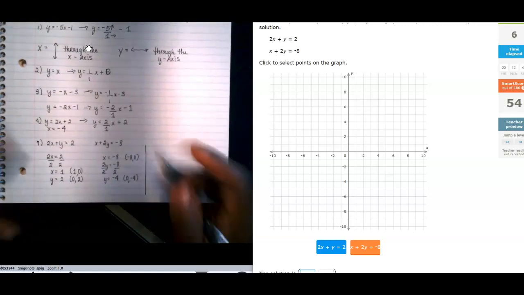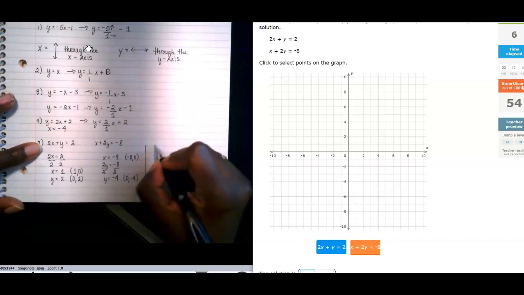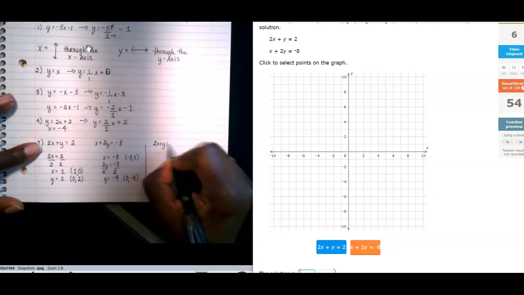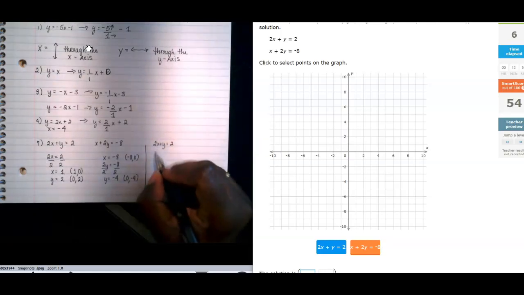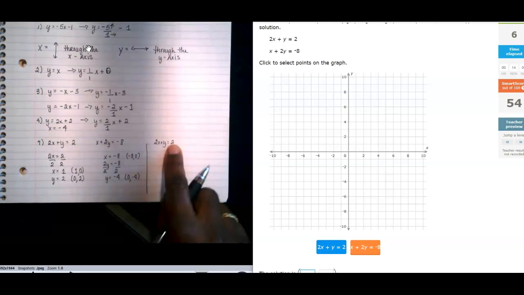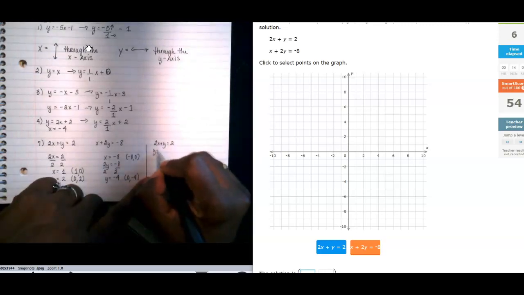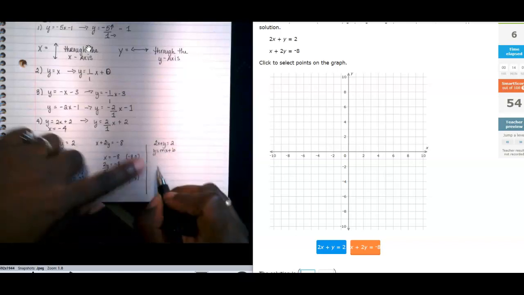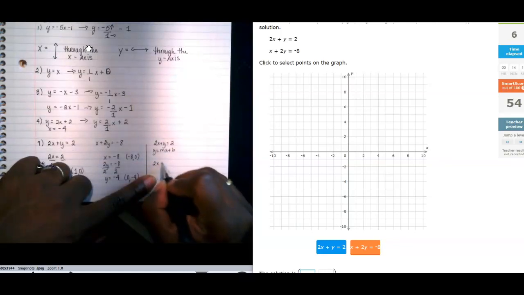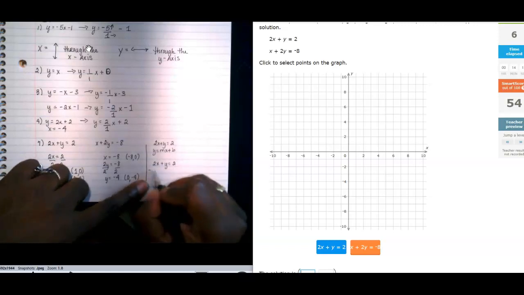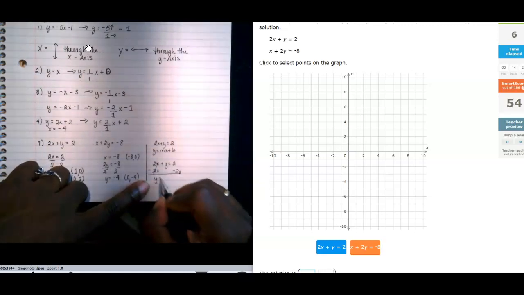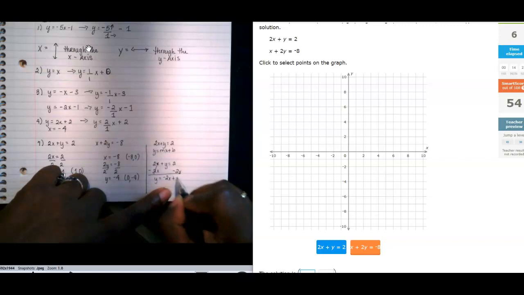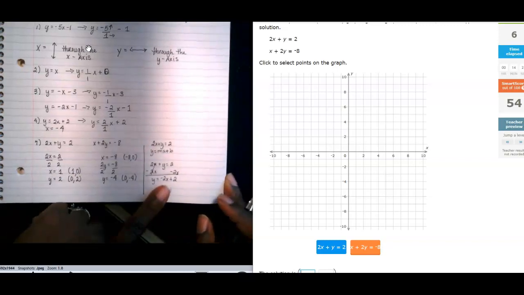The other way is just to get them into slope-intercept form. So if I've got 2x plus y equals 2, and I want y alone because I want this to look like y equals mx plus b, well, to do that, I'm going to rewrite it. All I have to do is subtract 2x from both sides of the equation, and I've got y is equal to negative 2x plus 2. And you may feel like this is a whole lot easier to graph.